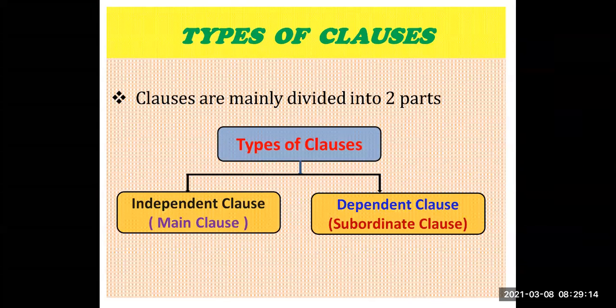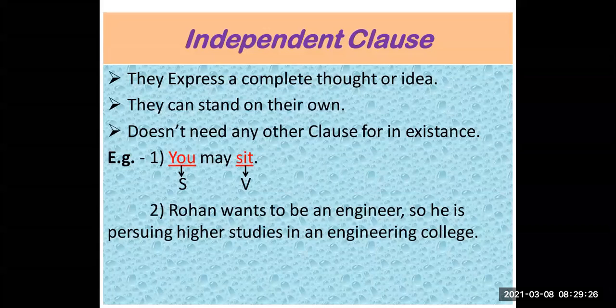Second, we have seen the types of clauses. Clauses are mainly divided into two parts: the independent clause, also known as the main clause, and the dependent clause, also known as a subordinate clause. An independent clause expresses a complete thought or idea. It can stand on its own and doesn't need any other clause for its existence.